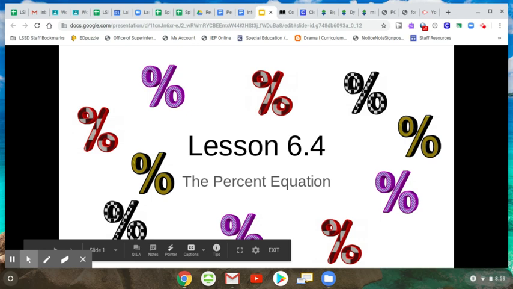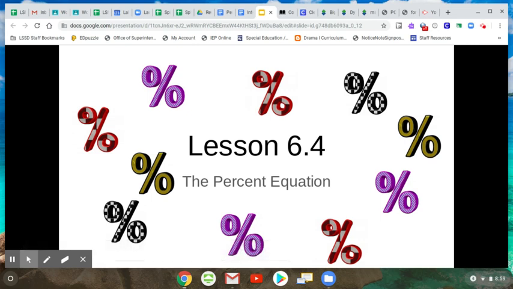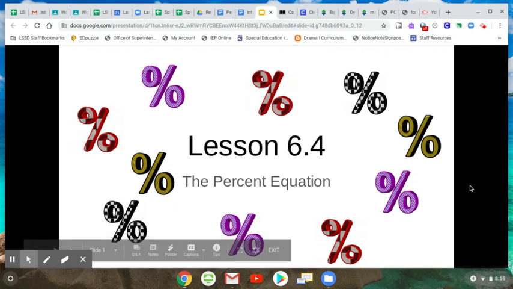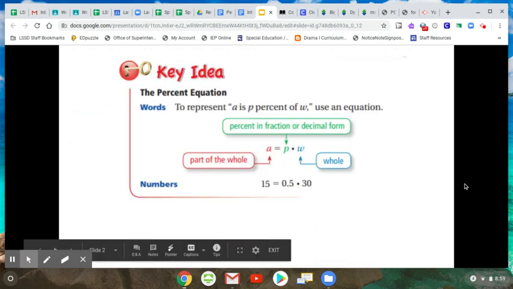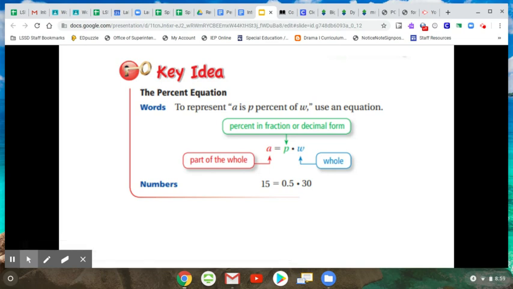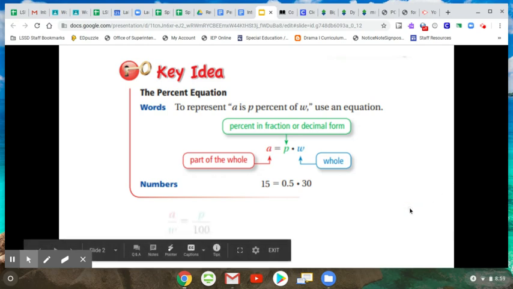Hello, today we are going to be learning all about the percent equation. Last time we learned about the percent proportion, and this equation is just derived from that proportion. So in the end, our equation is going to be the part is equal to the percent in either fraction or decimal form, I prefer decimal, times the whole. So I'm going to show you how we got that from the proportion.